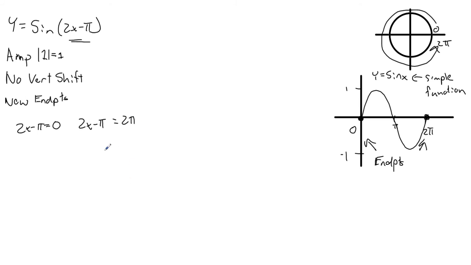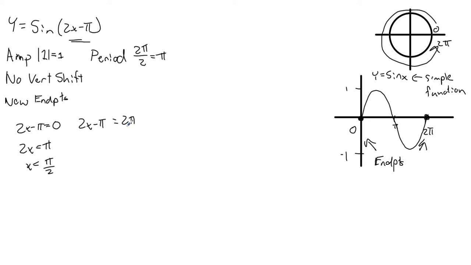Now, we already know something about the period, and I kind of skipped over that, so I want to go back to it. The period of this thing is still the same method. It's 2 pi over whatever we have here in front of the variable, which is 2. So our period should be pi units long, and that's going to be an important check once we get done with this. So I'm going to add pi to both sides. I get 2x equals pi. Divide by 2, I get x equals pi over 2.